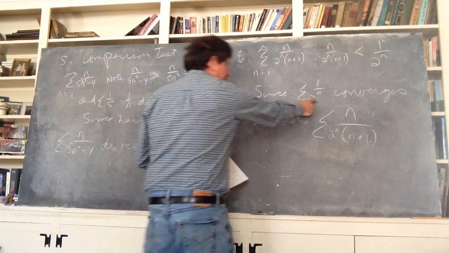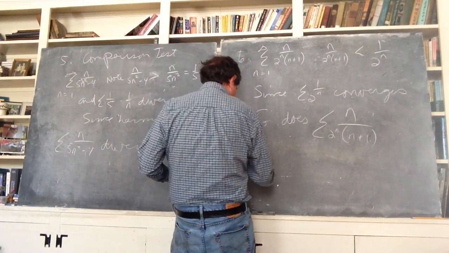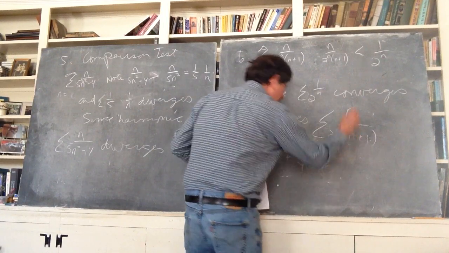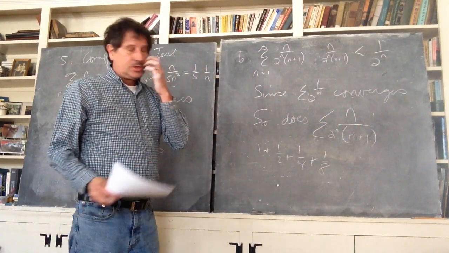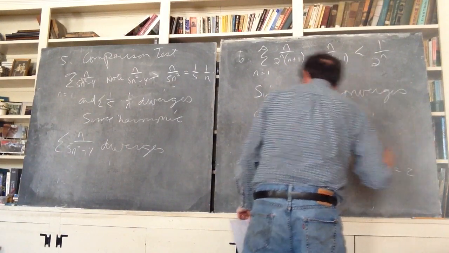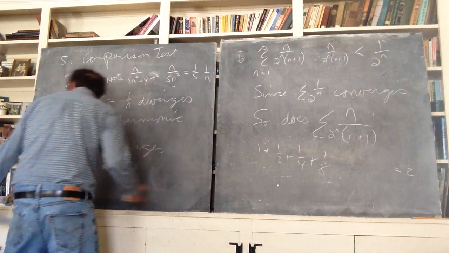Anything else? Oh, by the way, this series is 1 plus a half plus a fourth plus an eighth. We talked about that one. It's 1 over 2 to the n. The limit of this is 2. Okay.